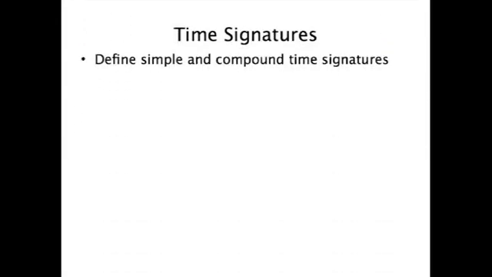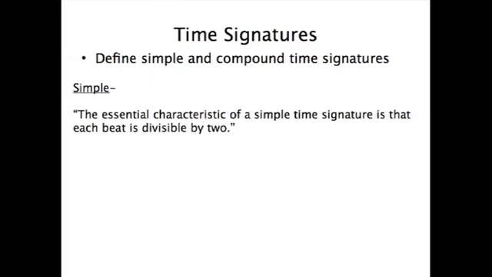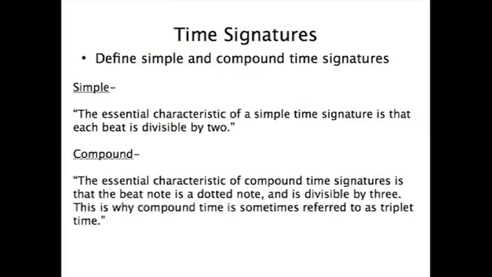Okay, now this deals with simple and compound time signatures. Here's the definition of what they are, then we're going to talk about more what that means. Here's the textbook answers. Simple time signatures. This is from the handouts that we have. The essential characteristic of a simple time signature is that each beat is divisible by 2. Compound. The essential characteristic of a compound time signature is that the beat note is a dotted note and is divisible by 3. That's why compound time is sometimes referred to as triplet time or triple time.